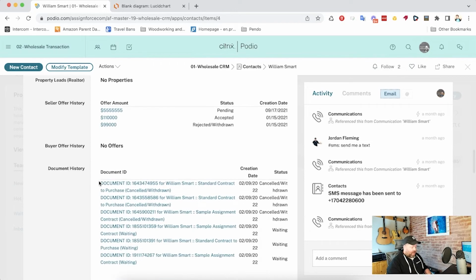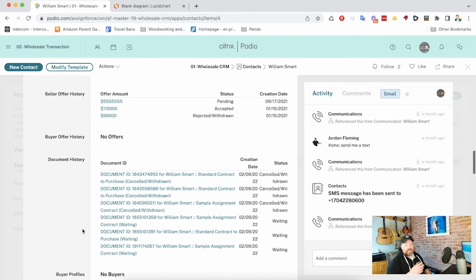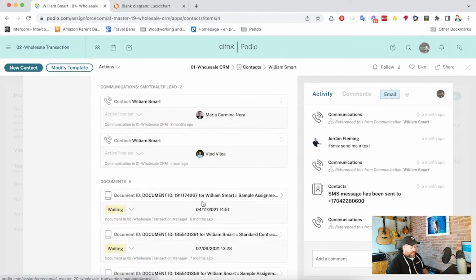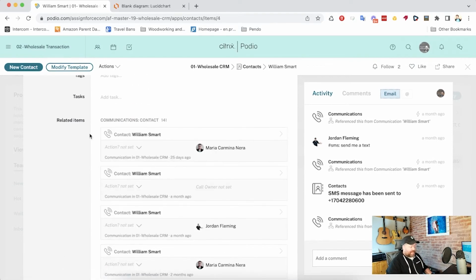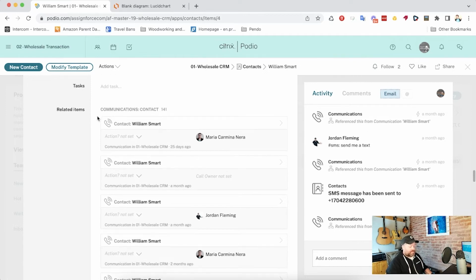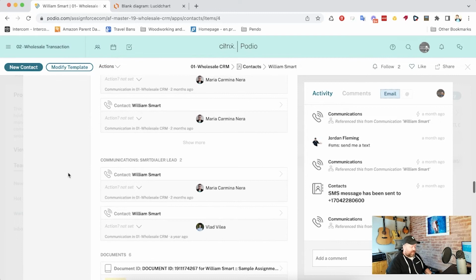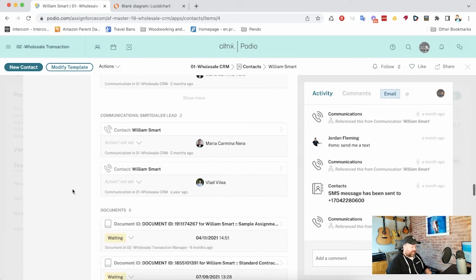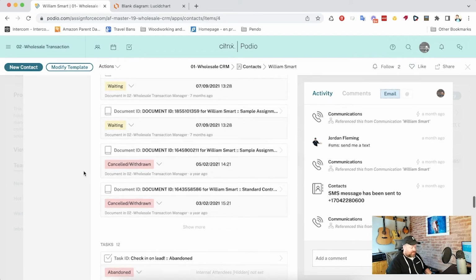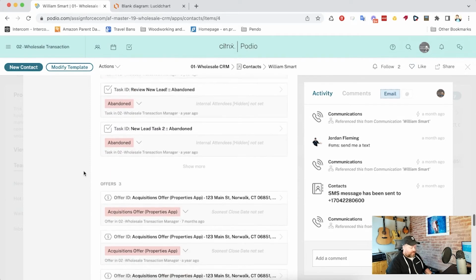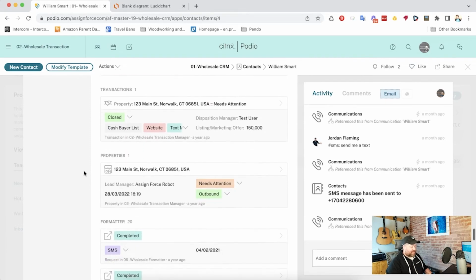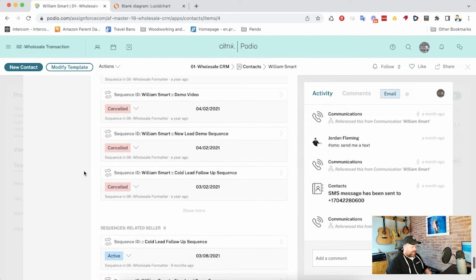I can see all sorts of documents, contracts we have sent and what stage they're in. And if I scroll down to the bottom, every app has this at the bottom of it, which is what are related items to this unique item. And I can see here that William Smart has been involved in 141 communications, 2 Smart Dialer account leads, 6 documents that we've sent him, 12 tasks that involved him, 3 offers, 1 transaction, 1 property, and 24 matters.